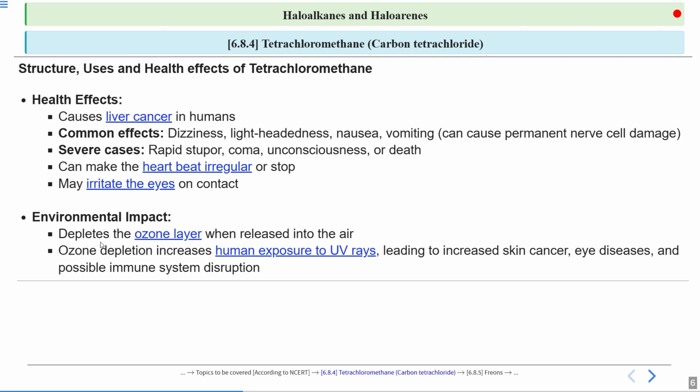So this is the cause of ozone depletion: if there is any depletion of ozone, it will increase human exposure to UV rays. UV rays can now directly expose human beings without any protection from the ozone layer. So environmentally, the impact of carbon tetrachloride is also very dangerous. It can deplete the ozone layer, which will harm humans due to direct exposure to UV rays.